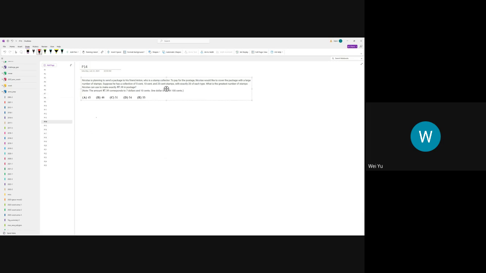Okay, so firstly, let's consider if he used all the stamps. Then it would be 20 times 5 plus 10 plus 25 cents, which is equal to 48 dollars. So we have to take away 90 cents. To take away 90 cents, we can just use the greedy algorithm.